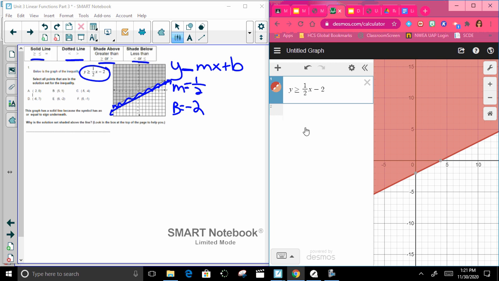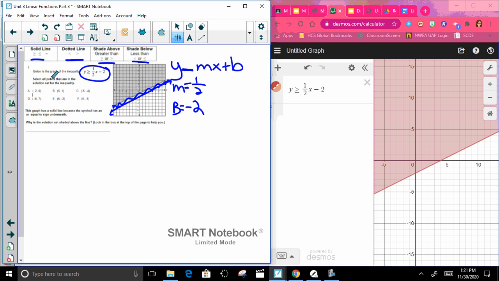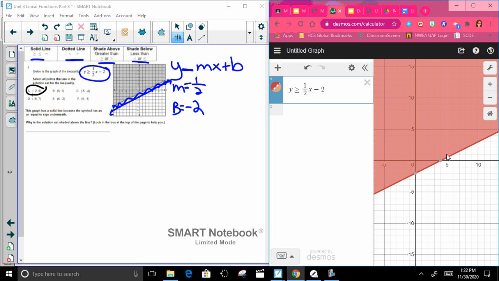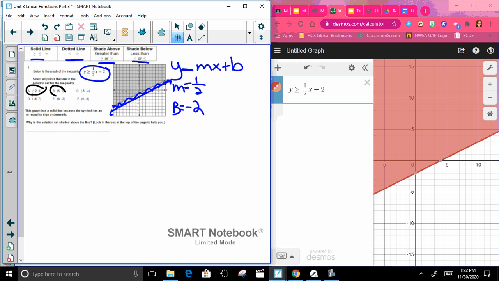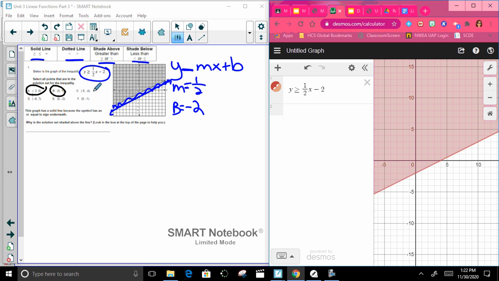Now, the 0,20, that 0,20 is right here. Is that a solution? It is, because it's in the shaded region. So this one is a solution. 5,1. Well, let's look at 5,1. 5,1 is right here. So would that be in the shaded area? It is, so it's a solution. -5, -4 is right here, so it's just on it, so that one would be an answer.